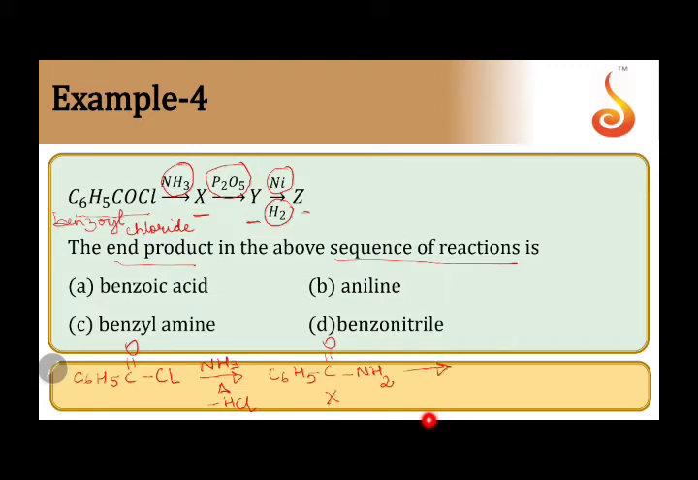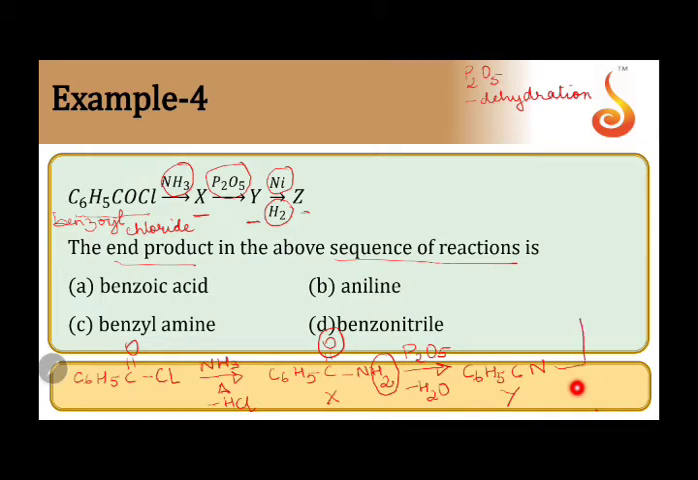On reaction with P2O5, P2O5 acts as a dehydrating reagent. We have seen its action when we wanted to prepare anhydride from carboxylic acid. Similarly, here also dehydration takes place, that is removal of H2O. H2 is right here, oxygen is here. If this is removed, what's remaining here is C6H5 CN. This is benzonitrile. So this compound is Y.